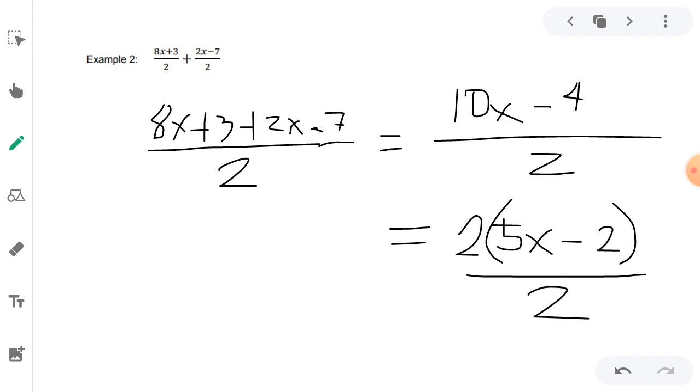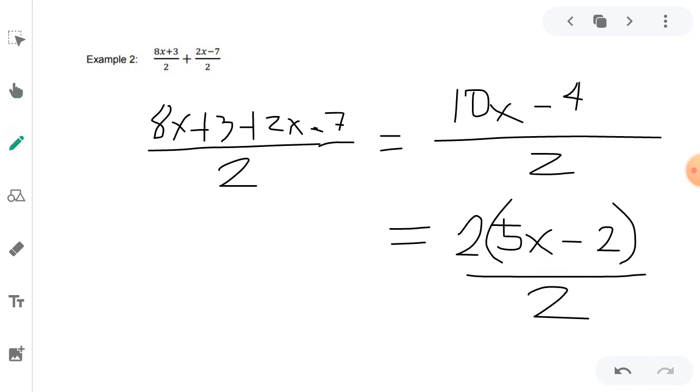So, paano nangyari yon? Kung i-check natin, 2 times 5x is equal to 10x. And then 2 times negative 2 is equal to negative 4. So, nakuha natin. So, again, the factor of 10x minus 4 is 2 times 5x minus 2. So, ang tawag dito sa factor na ito is greatest common monomial factor.